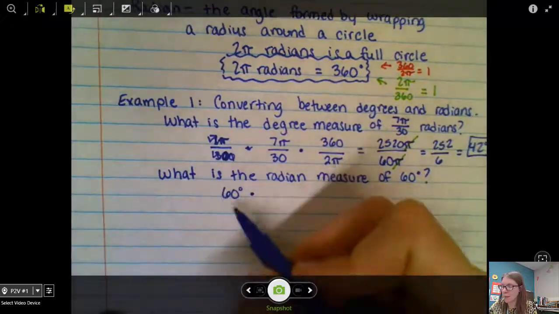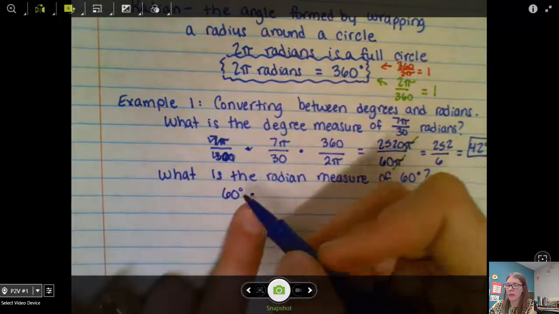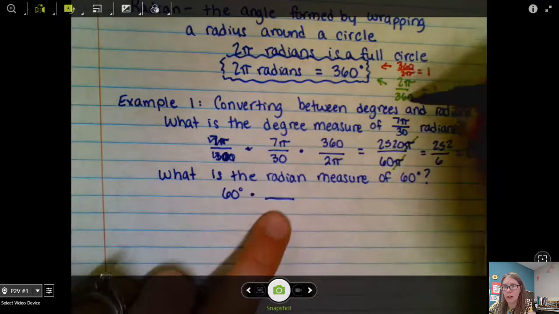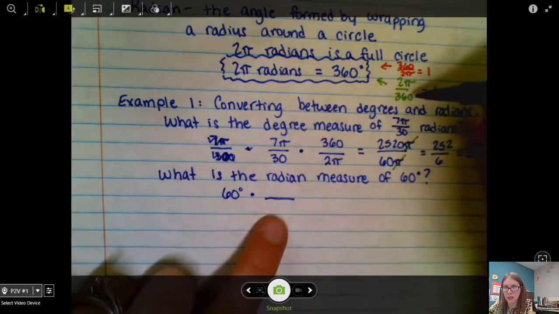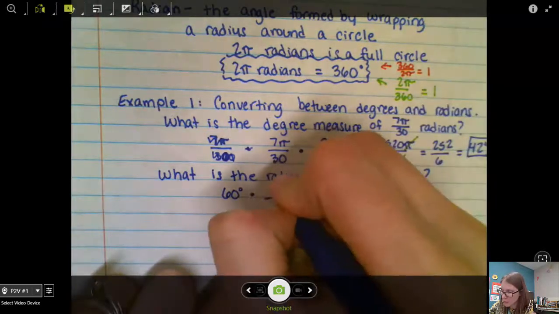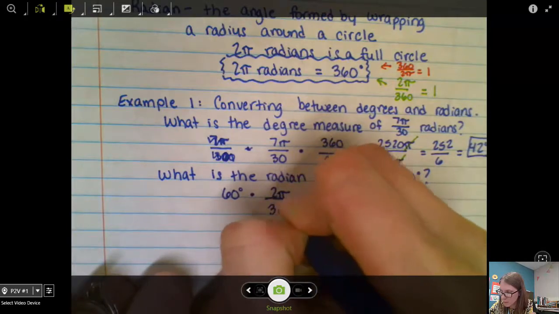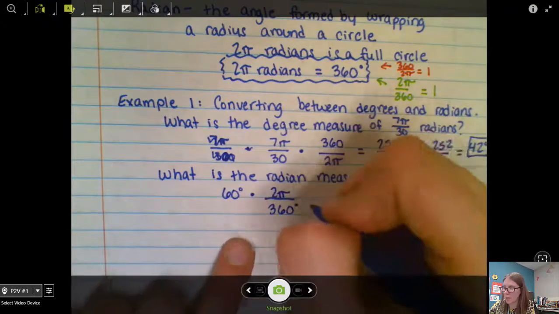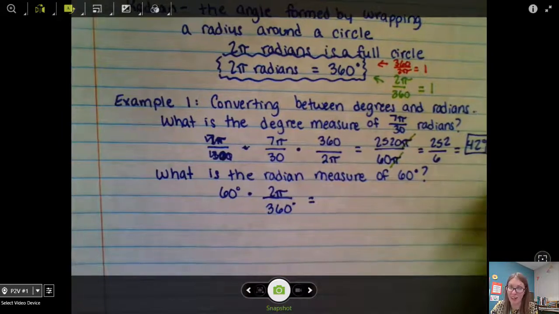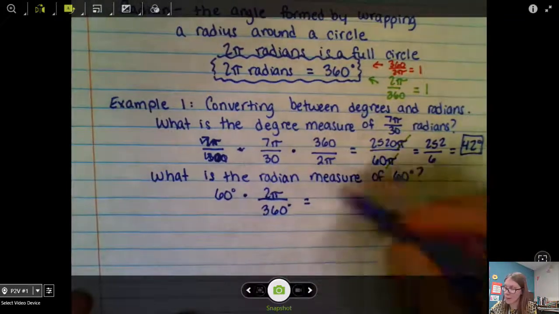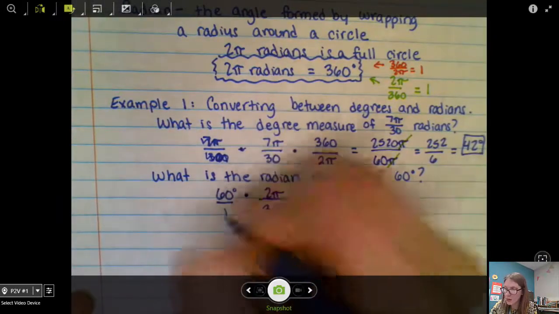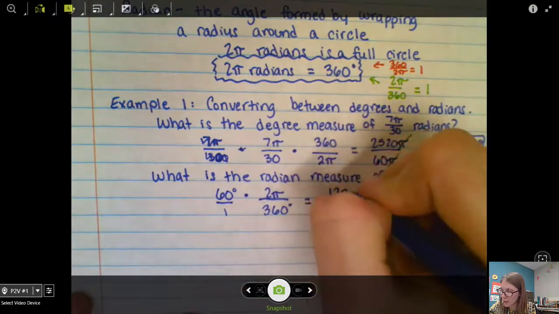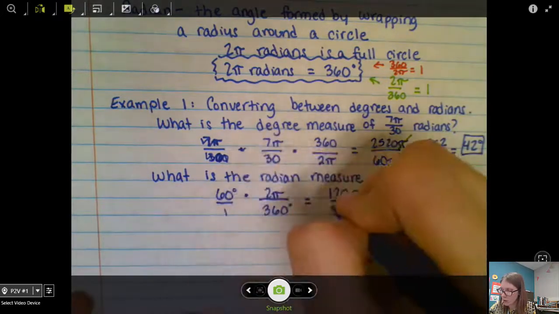And I want to multiply by my conversion factor so that my degrees cancel out. So I need the conversion factor where my number of degrees is on the bottom. And that's this green guy right here, the 2 pi over 360. Because then those degrees, those labels cancel each other out. If you compare this to if you're in chemistry, dimensional analysis, it's the same idea there. So then 60 is really 60 over 1. Multiply across, 60 times 2 is 120 pi over 360.